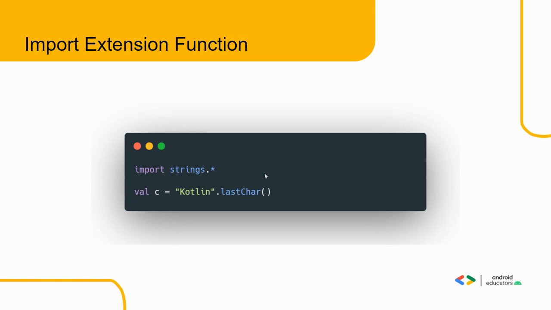Yes. In the end it will get created as a dot class. In that, whatever file name you have created for that extension function, it will take that file name as a new class. Okay, and it will create a static function with the name of the function, here in this example lastChar.